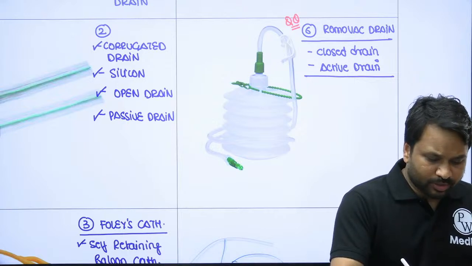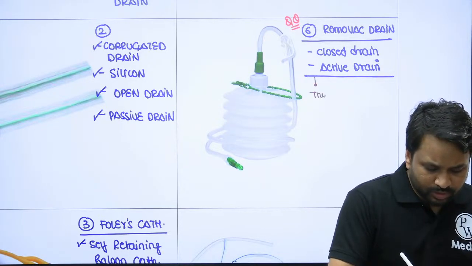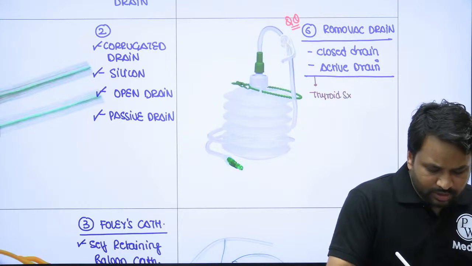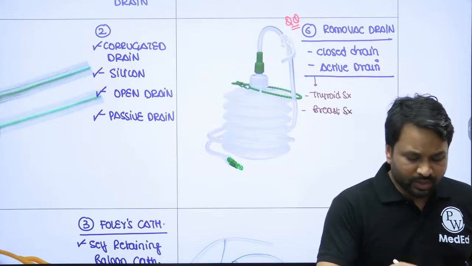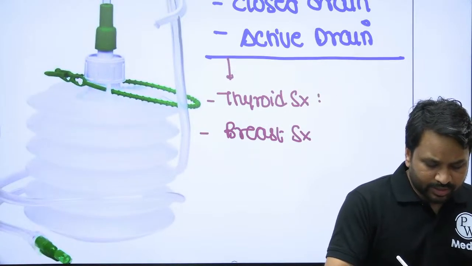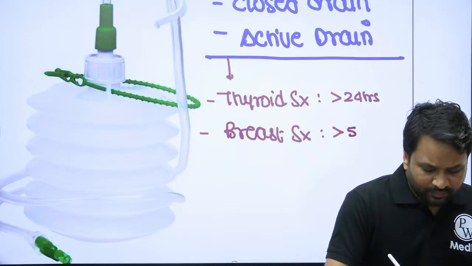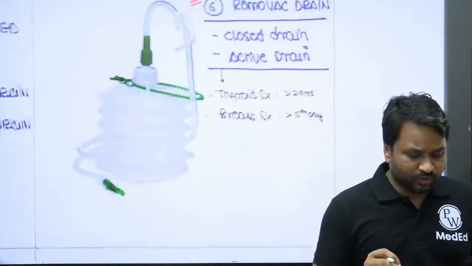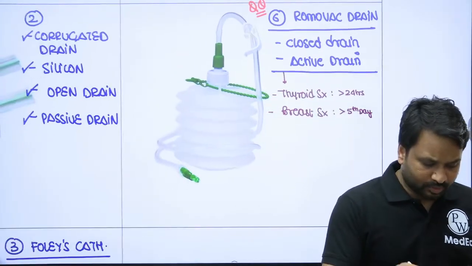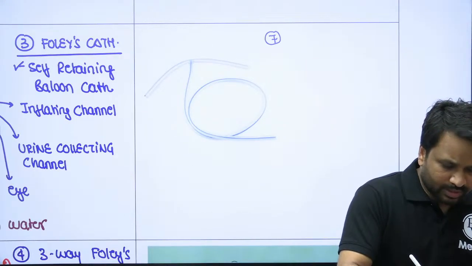So the important points about the Romo-Vac drain that you have to remember: you usually put this in thyroid surgeries and breast surgeries. I can put it in a lot of places, but usually we put it in the thyroid as well as the breast surgery, right? In thyroid surgeries, remember the Romo-Vac drain is removed after 24 hours if there is no hemorrhagic collection, and in breast surgeries it is removed after the 5th day if there is no collection, right? So this is the removal of the Romo-Vac drain, again an important exam question. Then the image number 7 that you can see here is what we call a T-tube.